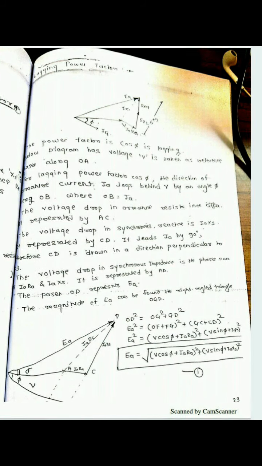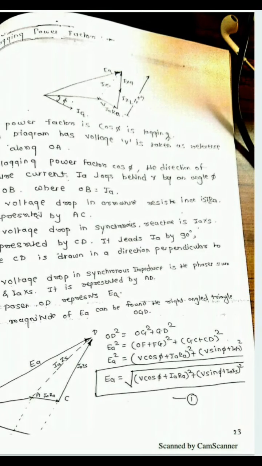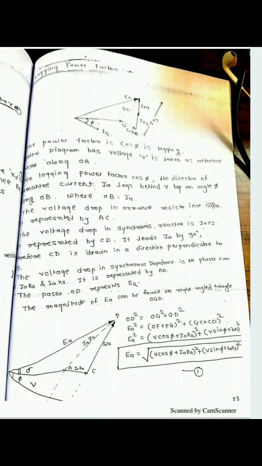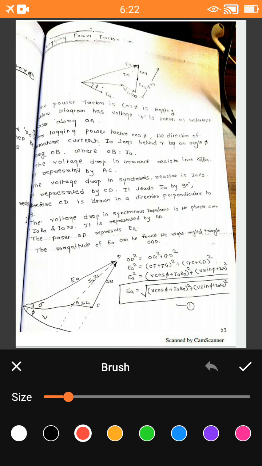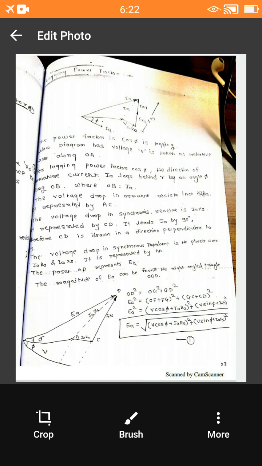Here is the explanation of the different parameters. The voltage drop of the armature resistance is IARA and is represented by AC. So this is the armature resistance drop with respect to current. Then the reactance drop leads IA by 90 degrees, drawn as CD, in the downward direction perpendicular to CB.